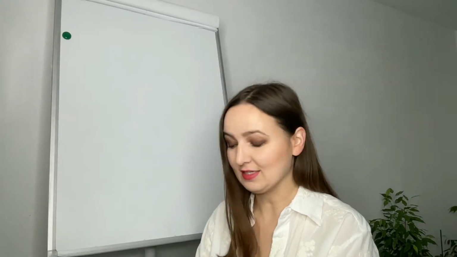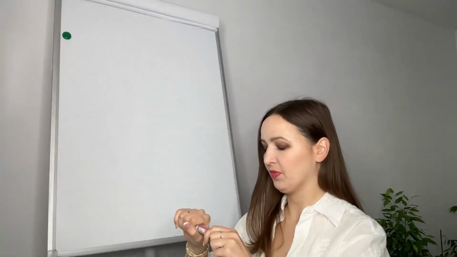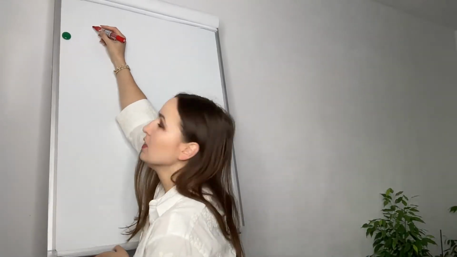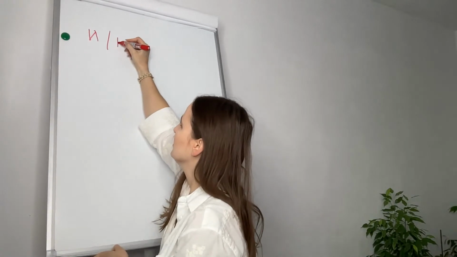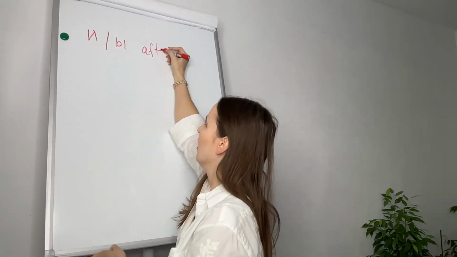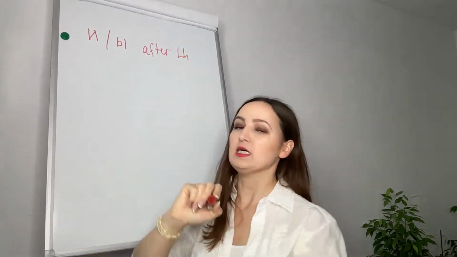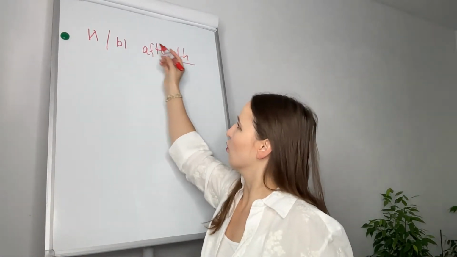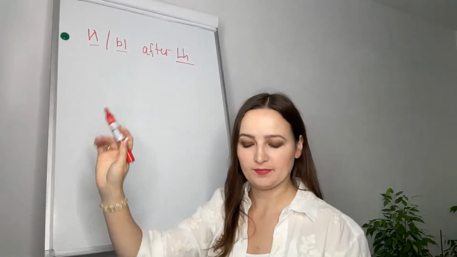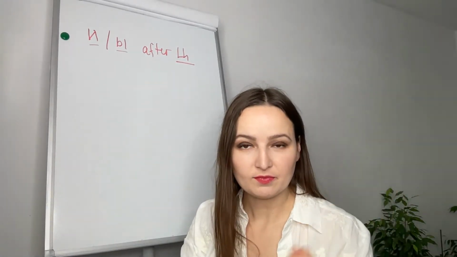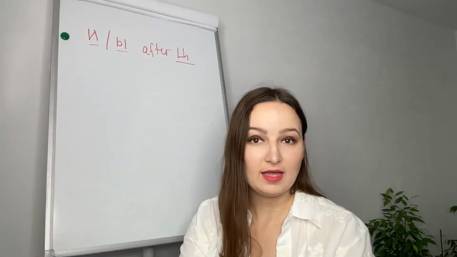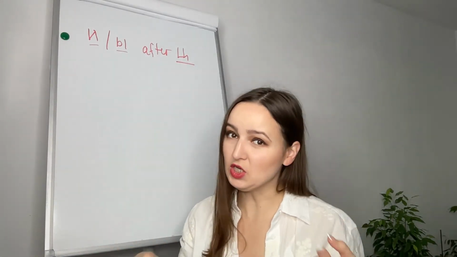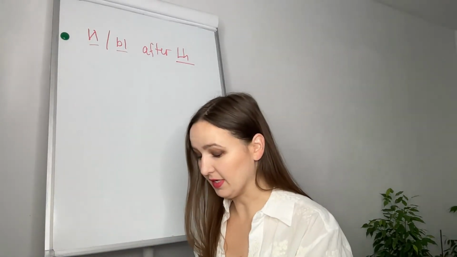So, today we are going to talk about the letters И or Ы after the letter Ц. So, Ы or И after Ц. Which one should we use? Like in the word Цыплёнок, from the title. What is the rule there? What should we use, И or Ы after Ц? I will explain it to you today.